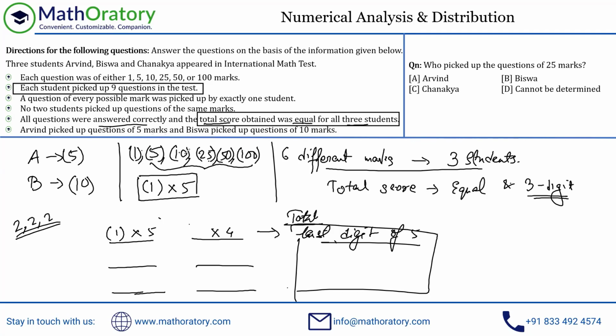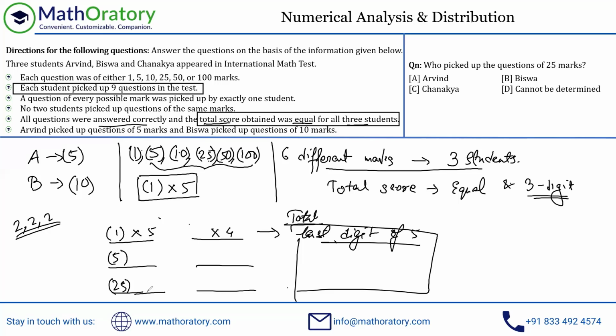So this 5-mark question and this 25-mark question have to go to different people. That has to happen, because if I place the 5-mark question and the 25-mark question with the same person, then this person's total can never have a last digit of 5. And even if I place 25 marks here, so I don't have the 5 marks or 25 marks allocated here, it cannot end with 5. So the 5-mark question and the 25-mark question have to go to the other 2 people. That has to be happening.